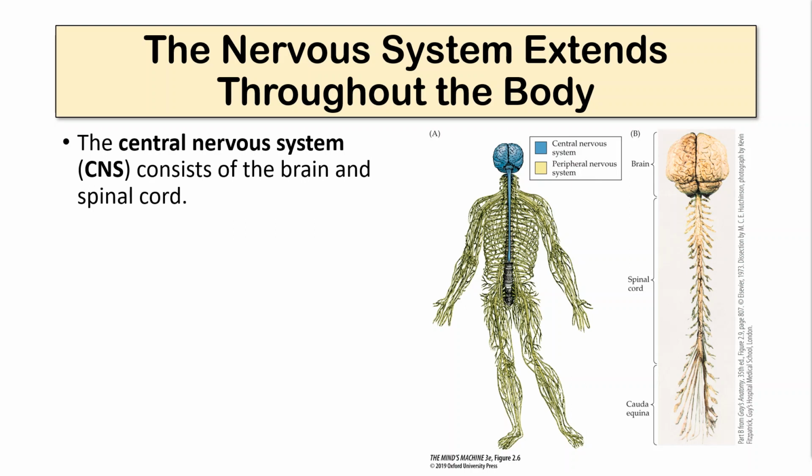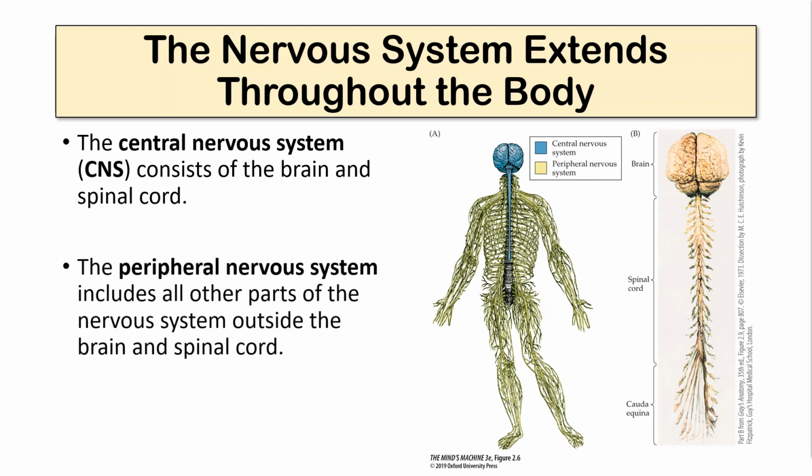The second part of the nervous system is the peripheral nervous system. Now, the peripheral nervous system is everything else that's not the brain and the spinal cord. So the central nervous system is in the center of the body, going down the longitudinal axis, whereas the peripheral nervous system is everything else in the periphery. You'll notice that the peripheral nervous system consists of all of the nerve fibers that are going out into the body itself. So again, two broad divisions of the nervous system.